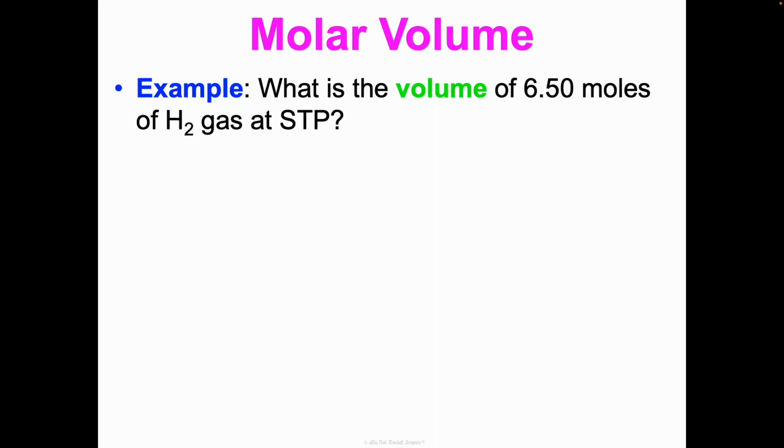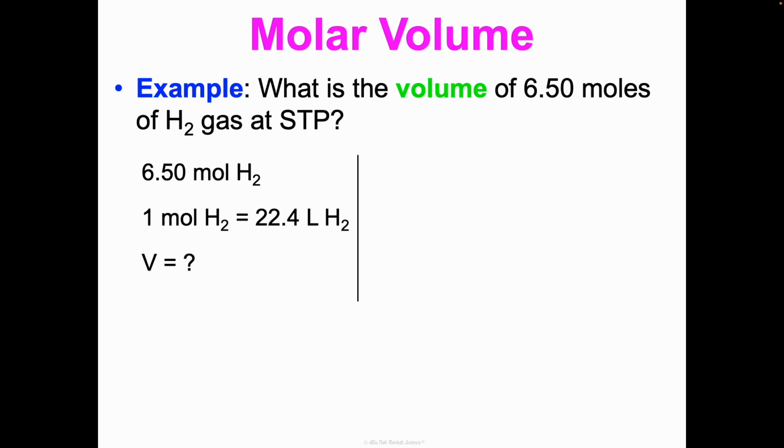Okay, let's do an example of what this would actually look like, in terms of what kind of math you would need to do. So I could ask you, what is the volume of 6.50 moles of hydrogen gas at STP, standard temperature and pressure? So 6.50 moles of hydrogen gas is what we know. We also know that if it's at STP, 1 mole of this would be equal to 22.4 liters. Okay, that's from the last slide. So I want to know the volume of this amount of gas.